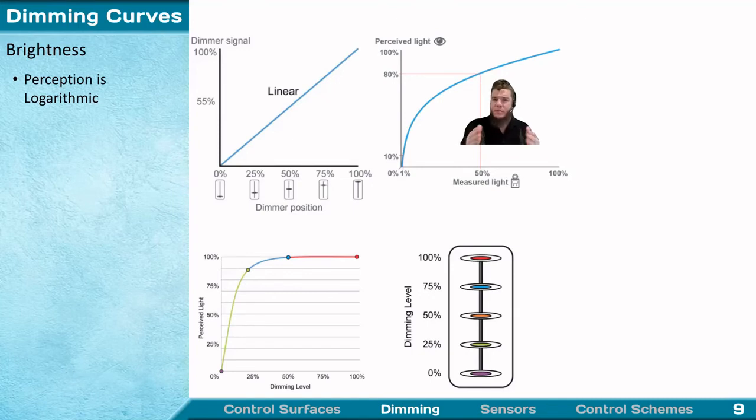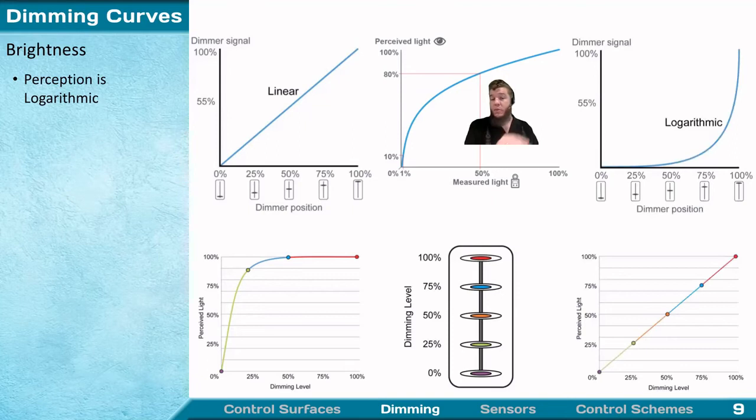Okay, so let's take a look at this a different way. How about a logarithmic curve? So here we have a logarithmic dimming curve, which means that now this controller here is going to change the lumen output of the source the least when we're down here. And when we're up here, the same amount of movement in that dimmer will change the lumen output of our light source much more. And the goal here is, of course, a linear perception of the increase of brightness.